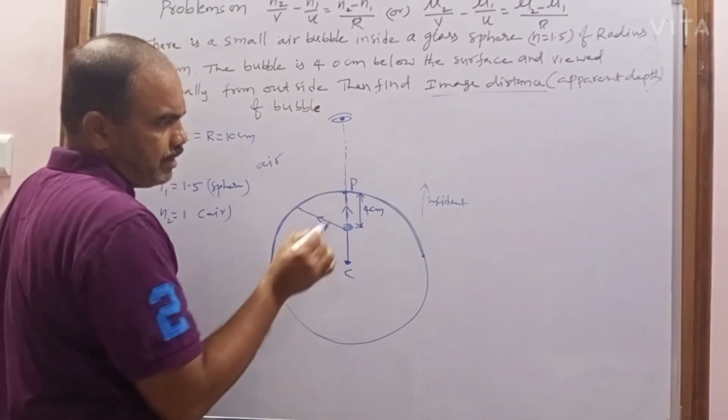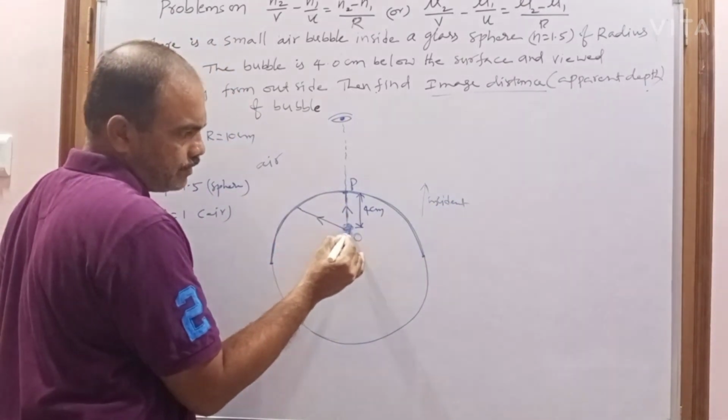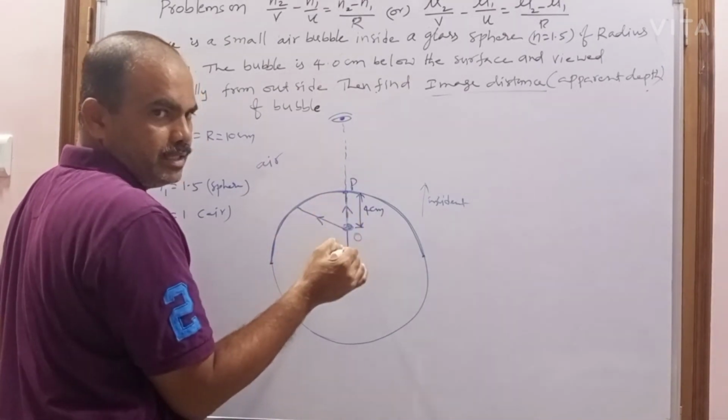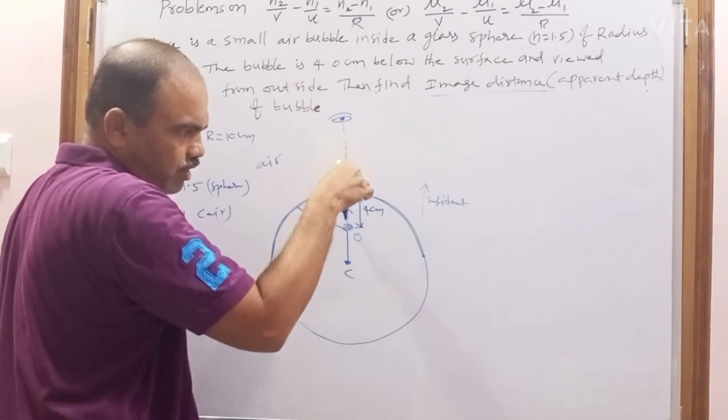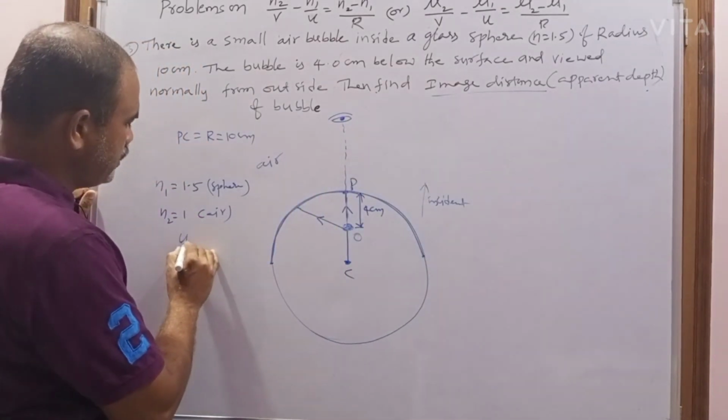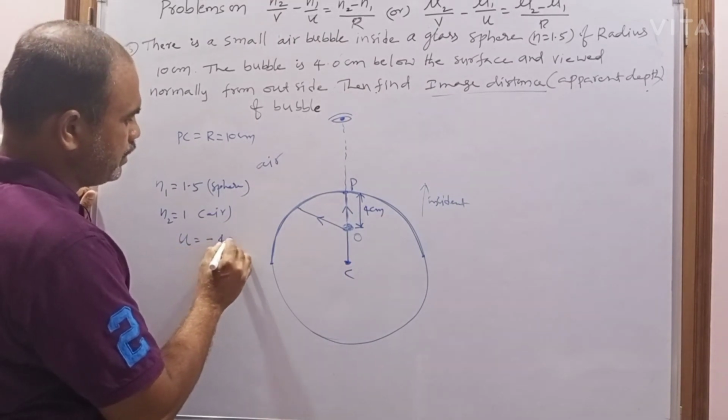So what is the object distance? That is this object, the air bubble. The distance from the pole to the object is called the object distance. To measure the object distance you have to move in the downward direction, that is, opposite to the incident ray. So the object distance u can be taken as minus 4 centimeter.